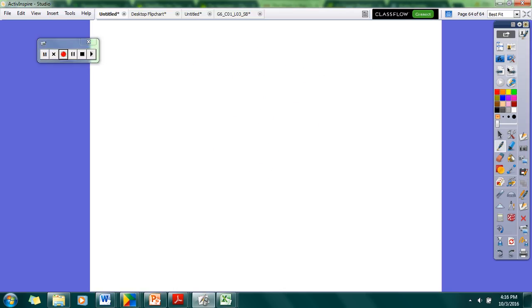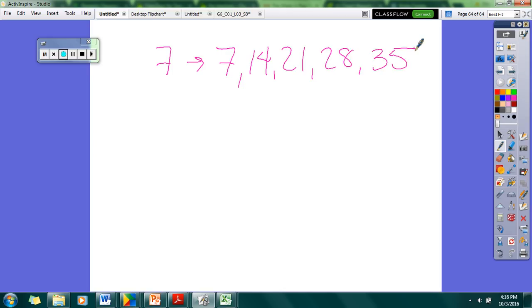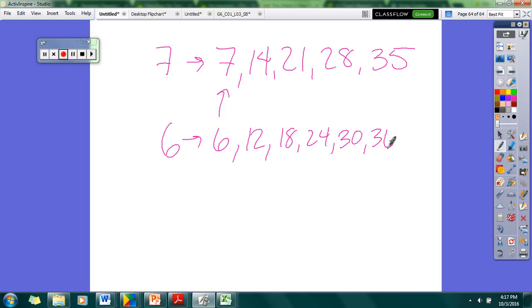If I have 7, the first 5 multiples of 7 will be 7, 14, 21, 28, and 35. One thing I want you to remember is that multiples can infinitely go up, along with the first multiple of every number is going to be itself. So for example, if I had 6, the first multiple of 6 is going to be itself, 6, followed by 12, 18, 24, 30, 36, so on and so forth, infinitely, okay?